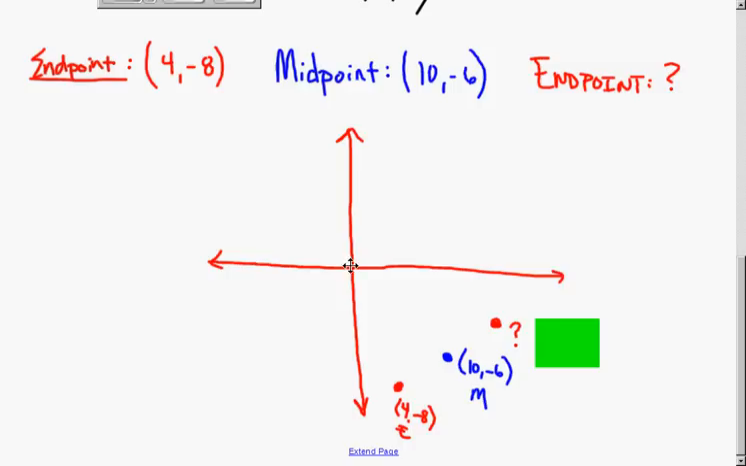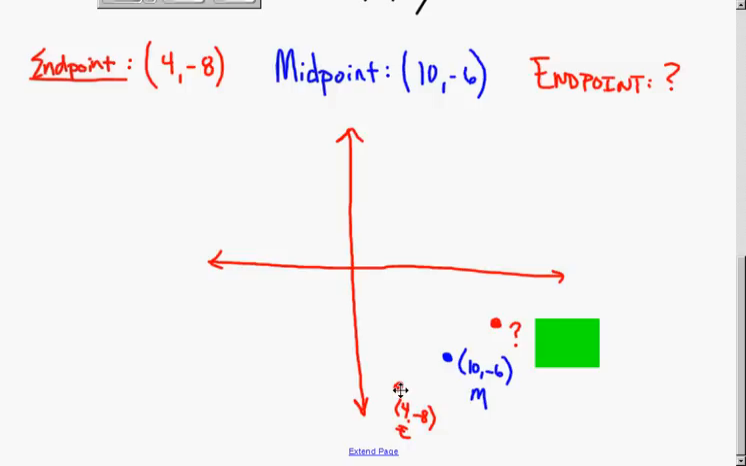If you plotted 4, negative 8, which would be somewhere down here respectively, that's an endpoint. Over 10, down 6, there's your midpoint. So theoretically, your other endpoint would have to be up here because your midpoint is between the two endpoints. So here's another way to problem solve.